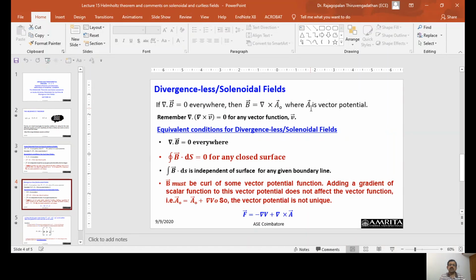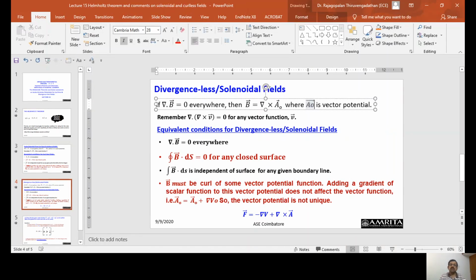Here the negative sign must not come. Let me write it down and put the number over here.